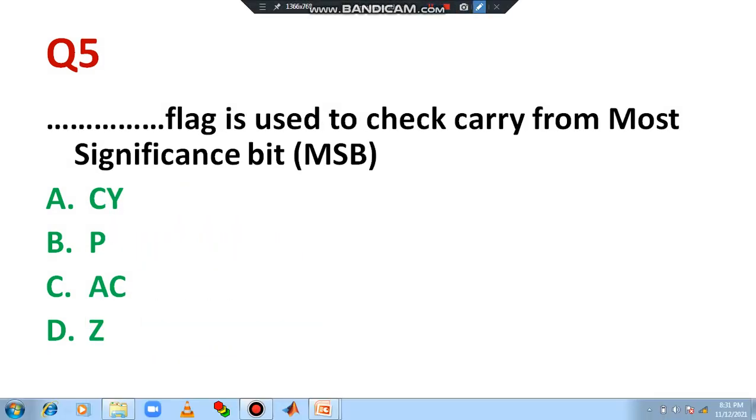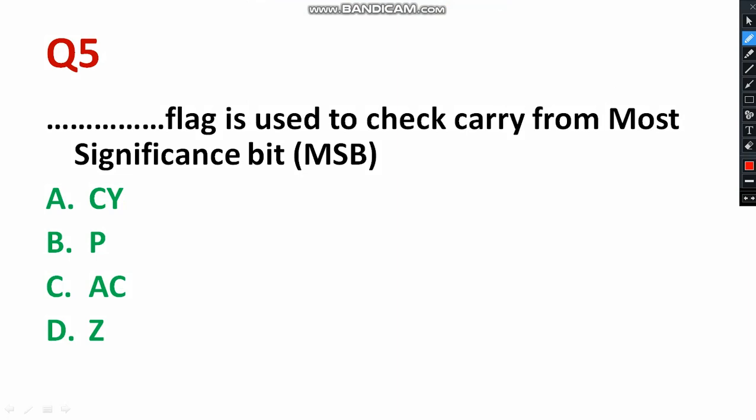Question number 5. Dash flag is used to check carry from the most significant bit. Definitely I can go ahead with the carry flag. The carry flag is denoted by the letters CY, both capital, uppercase. That's the importance of the carry flag. For example, if the carry is 1, then we'll say that there is a carry from the MSB. If it is 0, then there is no carry from the most significant bit.